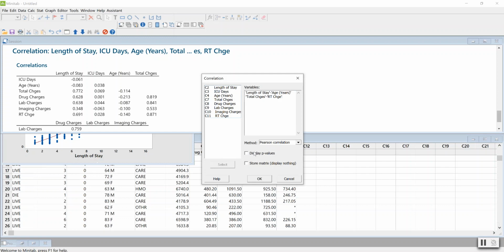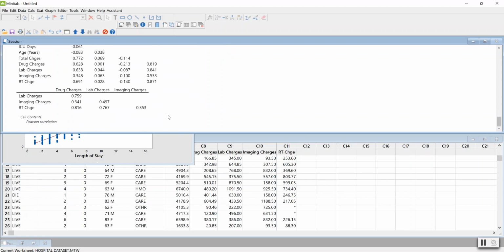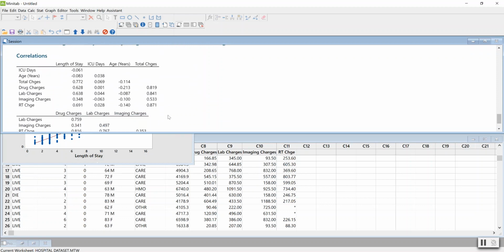And I don't want it to display p-values, so I'm going to make sure this is not checked. Make sure it is unchecked. Click on OK, and it generates all of the pairwise correlations. You can also copy this, copy as a picture, and paste it in your report.